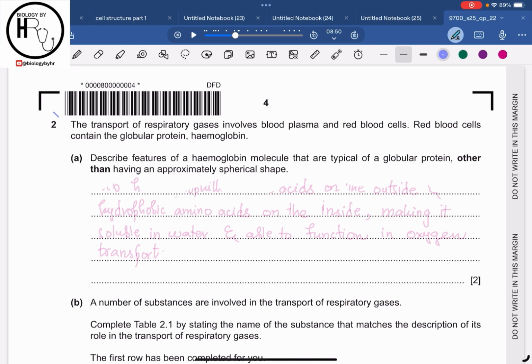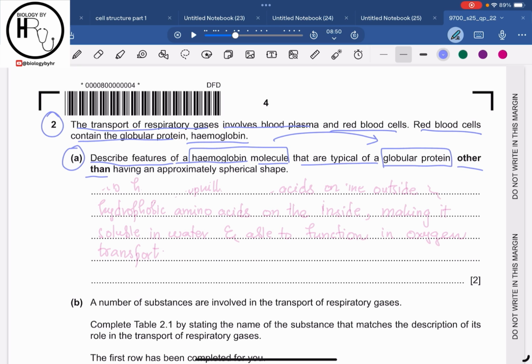Now let's move on to question 2. Question 2 says that the transport of the respiratory gases involves blood plasma and the red blood cells. Red blood cells contain the globular protein haemoglobin. Part A says: describe the features of a haemoglobin molecule that are typical of a globular protein. So basically we have to describe the features of the haemoglobin molecule that are also of a typical globular protein, other than having an approximately spherical shape, right?